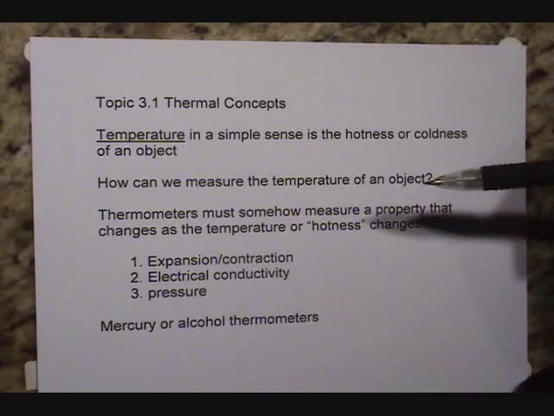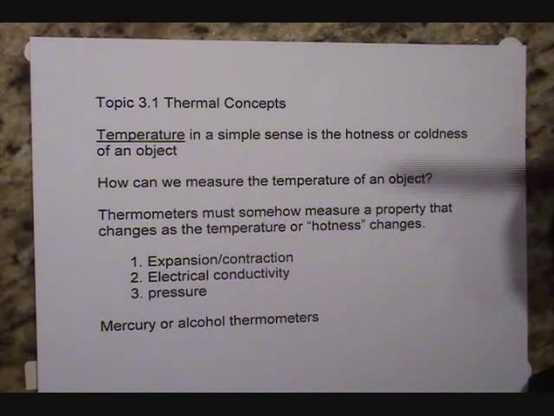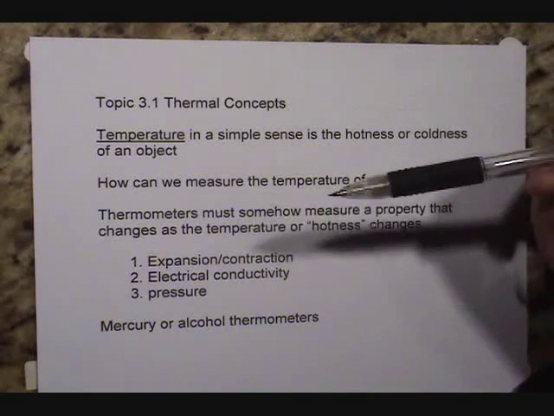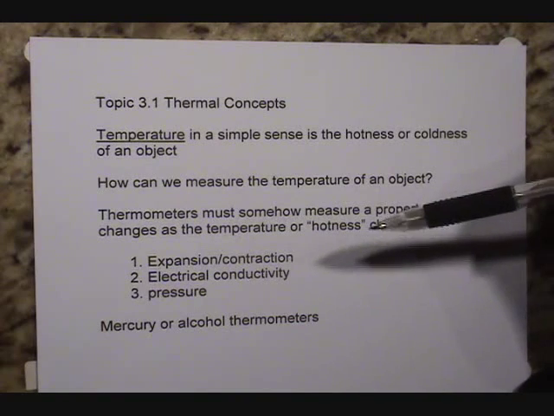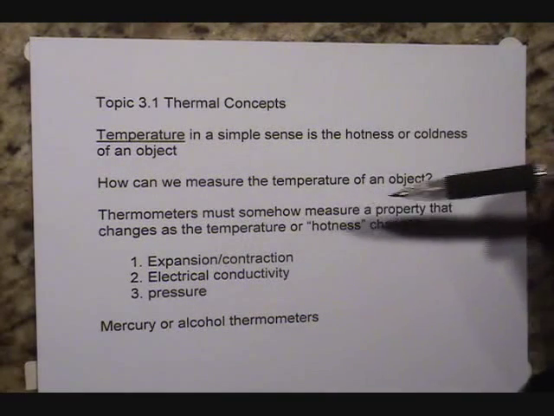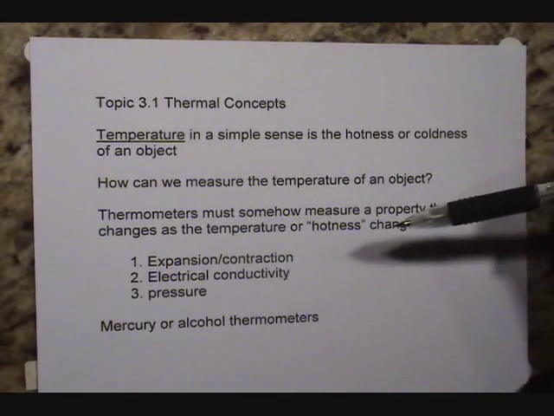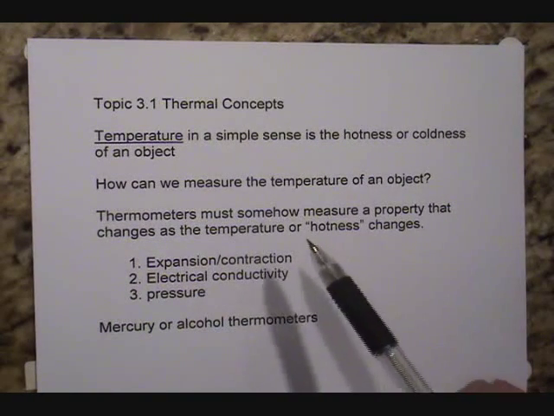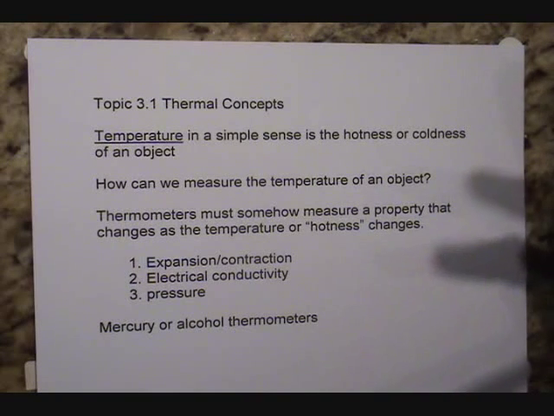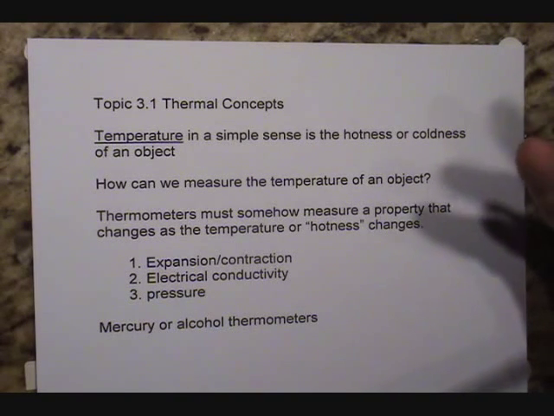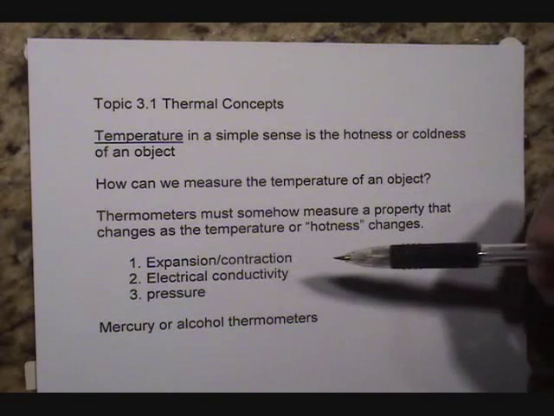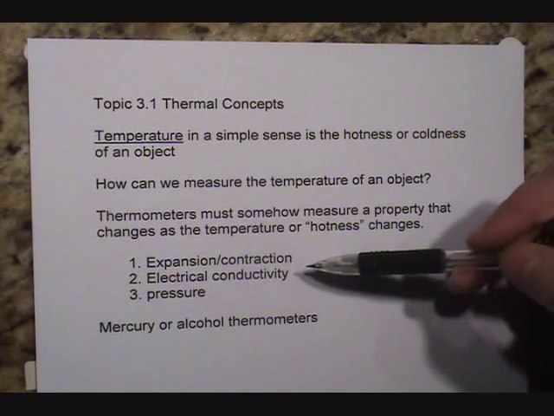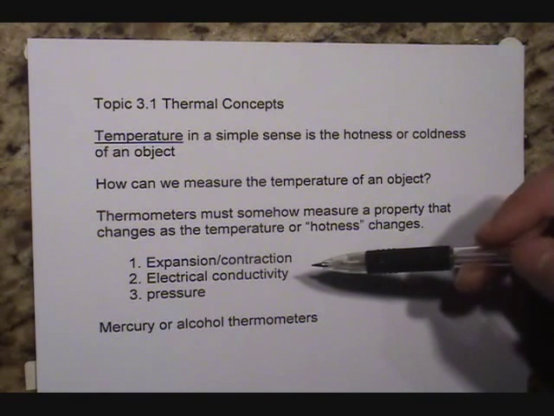In a practical sense, how do we measure the temperature of an object? Well, obviously, I'm sure you know, we use thermometers to do that. And for a thermometer to work, it has to somehow measure a property of the object that will also change as we change the temperature of the object. And typically there are three important things that tend to change in an object depending on its temperature. Most importantly is the expansion or contraction. When objects are heated, they expand, and when they're cooled, they contract.